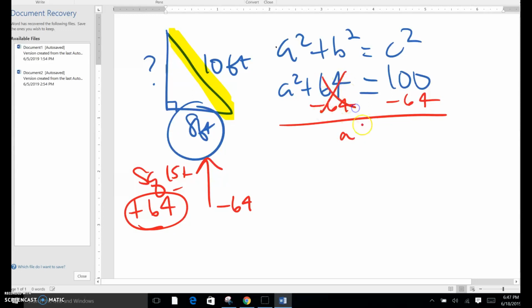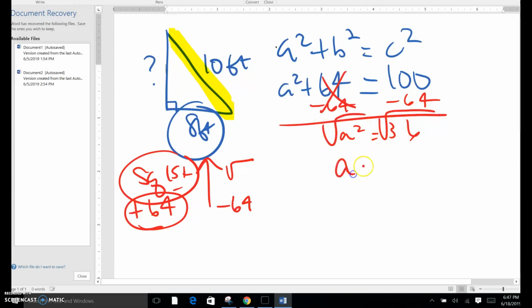And these guys cancel, so we get a squared equals 36. And then to undo squaring, we're going to do the reverse, which is square rooting. Now, again, remember what I said. When you have a perfect square, you get two answers, because 6 times 6 is 36, and a negative 6 times a negative 6 is 36. But because we are dealing with distances on shapes, it doesn't make sense to have a distance of a negative 6. So we're going to get 6 feet. And so this side would have to be 6 feet.